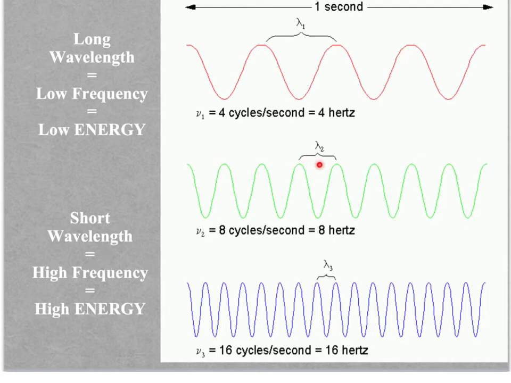Notice the wavelength is a little bit shorter, so the frequency of the waves, or how many waves it makes, is a little higher. At the bottom, the wavelength is even shorter, and notice how many waves there are. That means the frequency got higher, and that means it also has a higher energy.